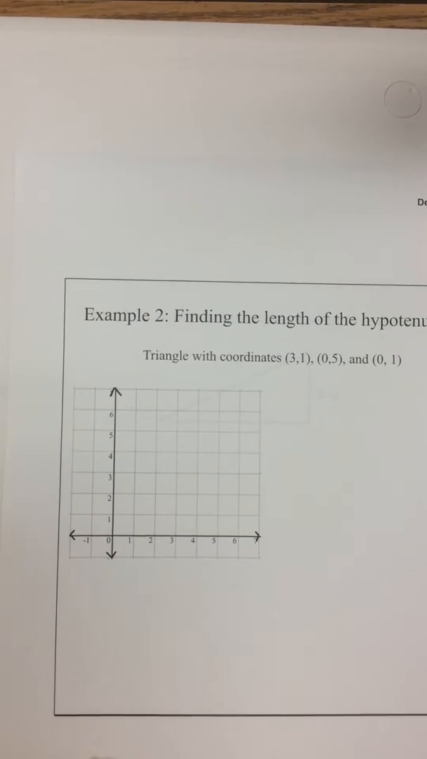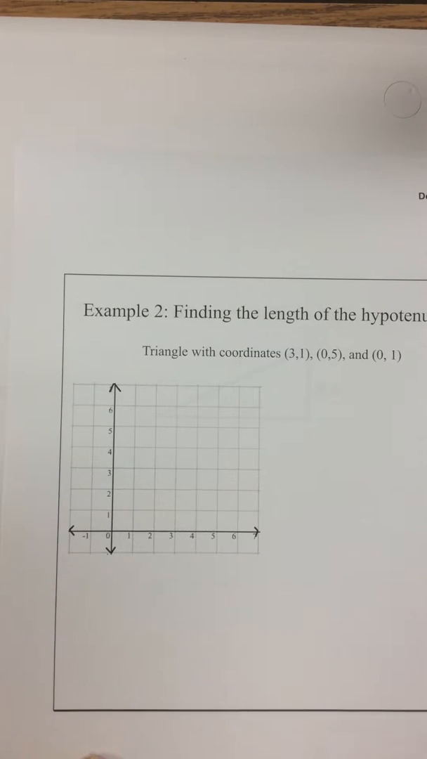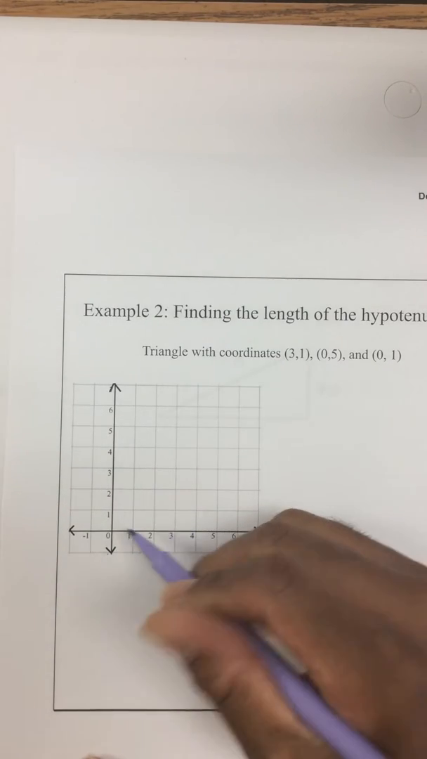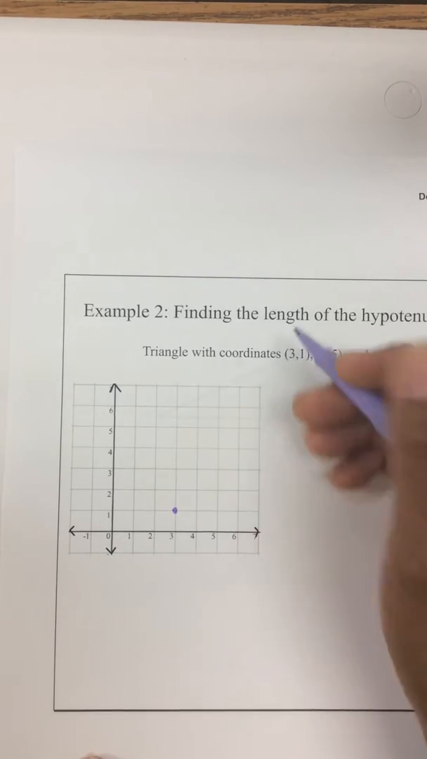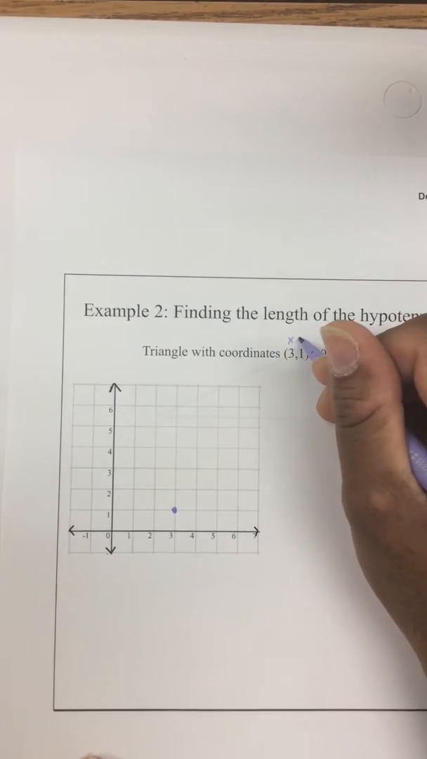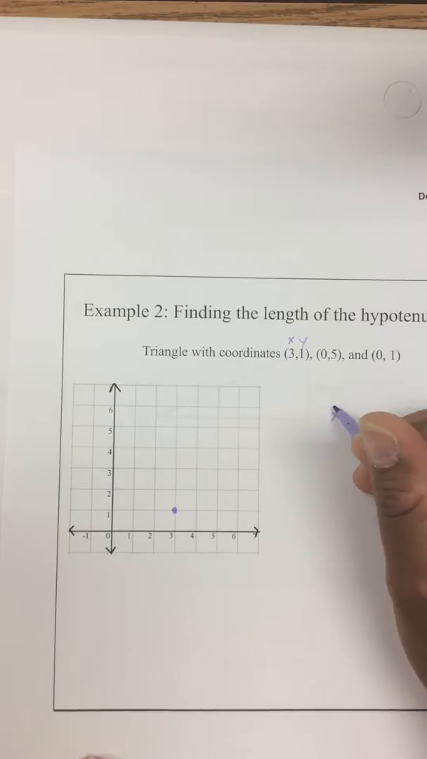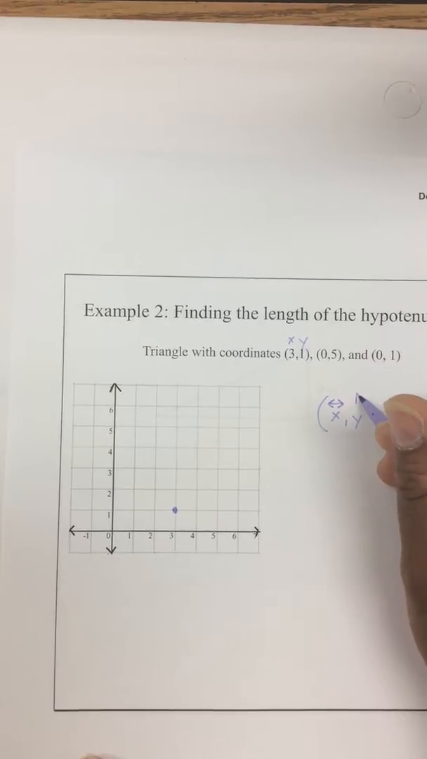Now, we come up on a problem like this. And first, you have to know how to graph. Okay, so let me start off at my origin. I go 1, 2, 3, and I go up 1. And I do that because that is X and Y. And you know your X goes left and right. And your Y goes up and down.